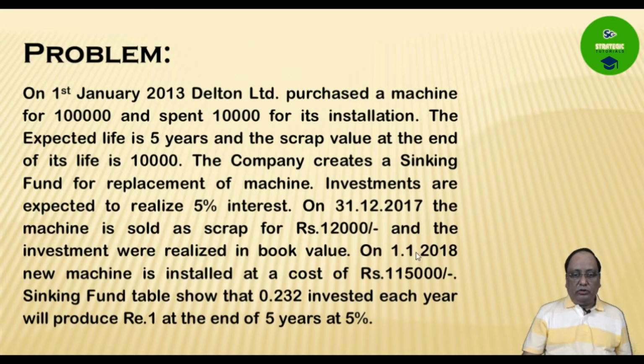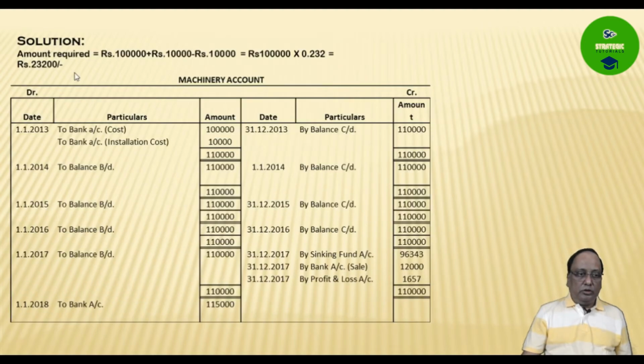On 1st January 2018, a new machine is installed at a cost of rupees 1,15,000. The sinking fund table shows 0.232 invested each year will produce rupee 1 at the end of 5 years at 5%. So the amount required is 1 lakh plus 10,000 minus 10,000, that is 1 lakh itself, into 0.232, so 23,200 per annum.